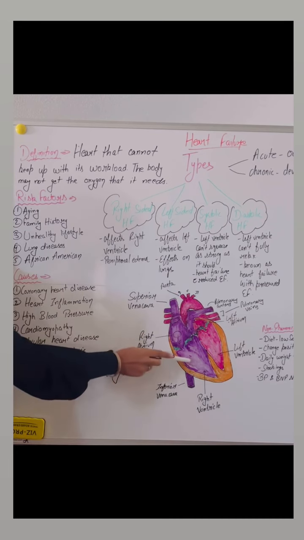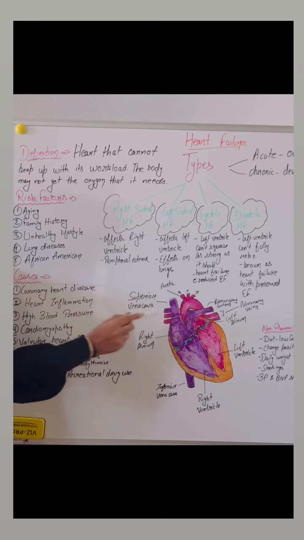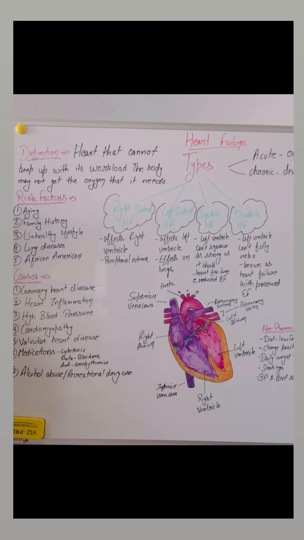So what's going to happen? There's going to be backflow to the right atrium, and then back to the superior and inferior vena cava. Because of that, there's backflow of blood, and it's going back where? It's going back to the body, right? So that's why there is peripheral edema when there is right-sided heart failure.